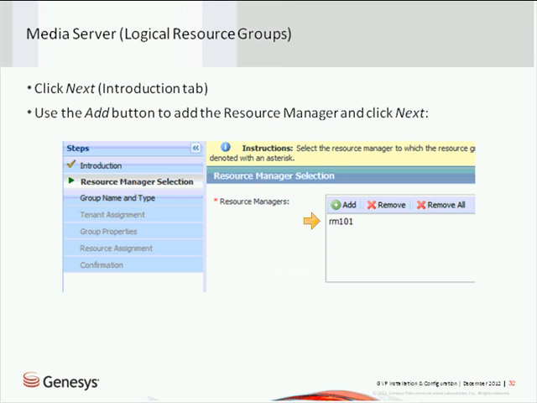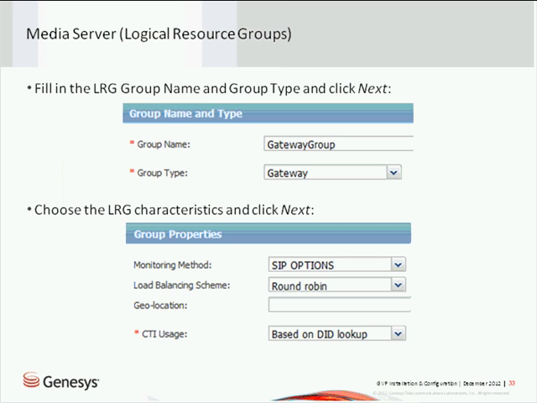If you've already installed high availability, you basically go over this again and do one for the other RM. You can fill in whatever group name you want. The group type, in this case, is gateway. Monitoring method, basically, this allows the resource manager to send SIP options messages to whatever the resource is, in this case, your SIP server.